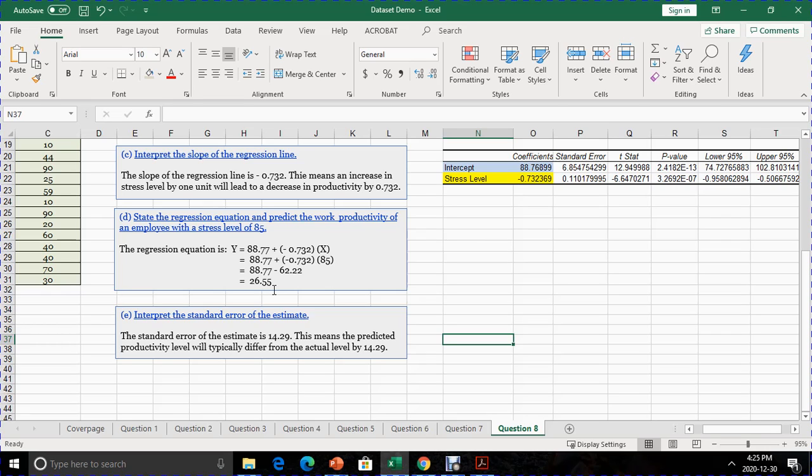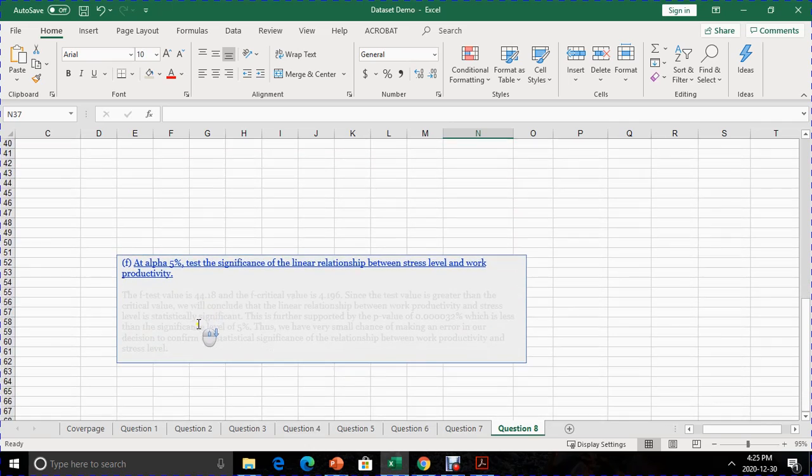So the standard error is basically your standard deviation, which gives you the give and take around the predicted value, upon which you can therefore provide a predictive estimation, or an estimation given a range of values. In this case, our standard error of the estimate of 14.29 means that the predicted productivity level is expected to differ from the actual level by 14.29, give and take, and that is in essence what standard error represents.